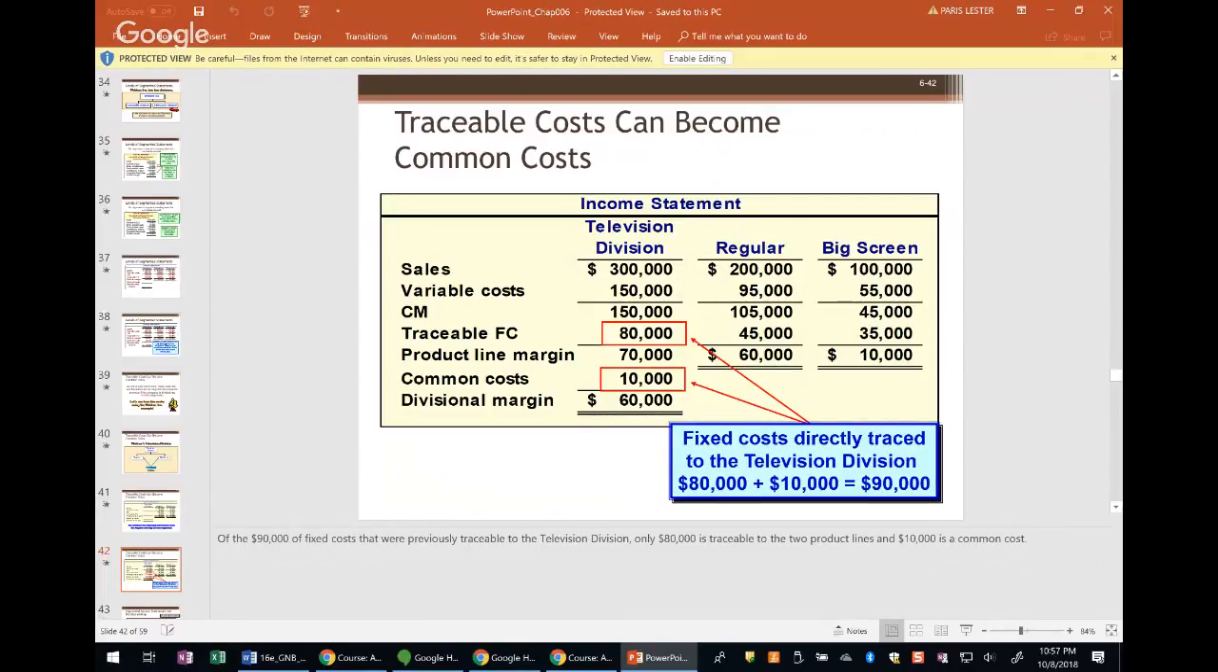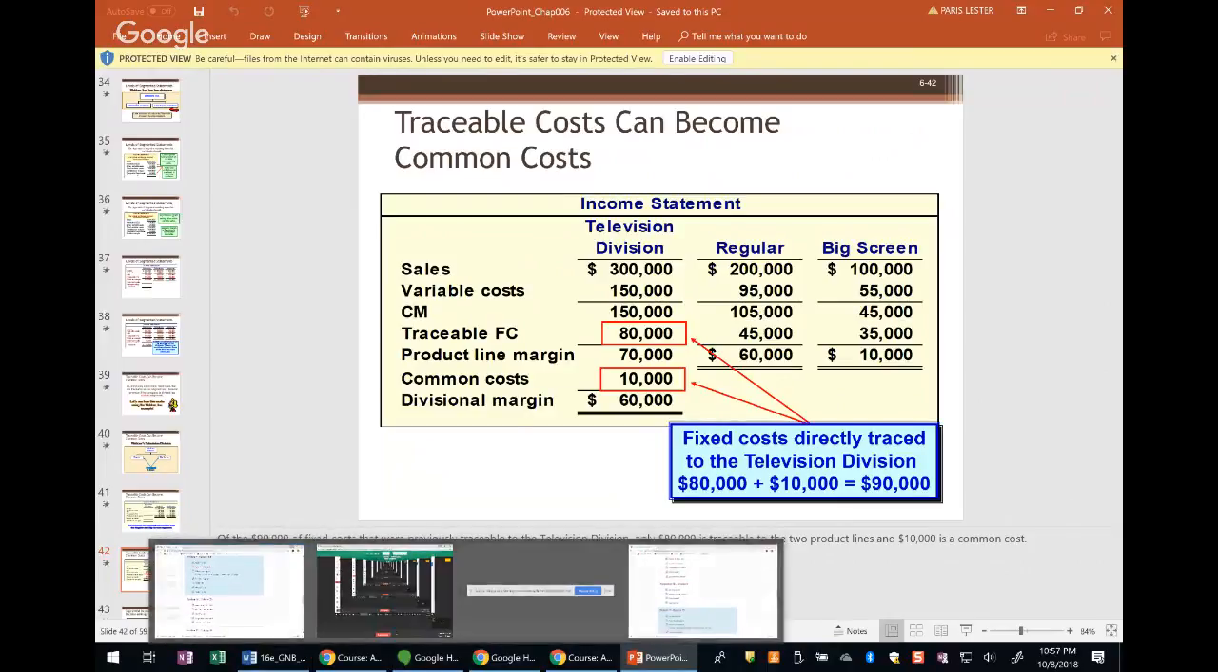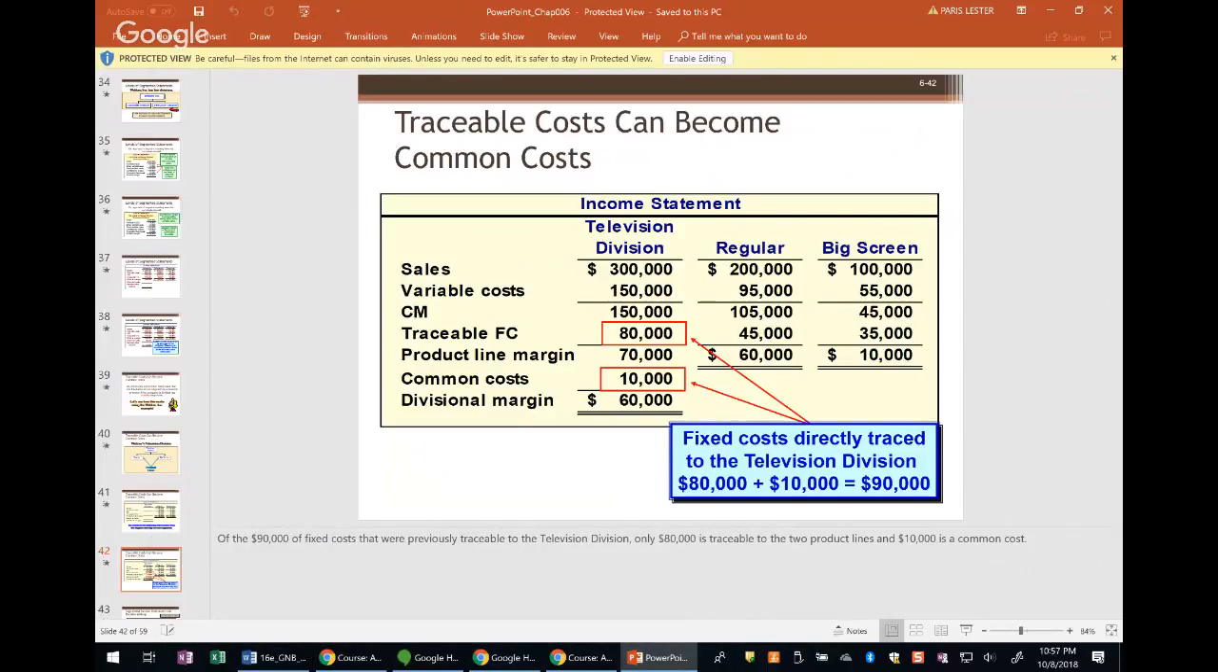Now, when you combine here, these won't let me mark on them, but if you combine the 200 and the 100, you get 300, of course, 55 and 95, 150. But everything's okay, traceable fixed cost. Now we've got a product line margin, 60 plus 10 is 70. But we've got this common cost that goes along with both types of TVs before you get to the divisional final margin. Okay, that'll be operating income for that division.